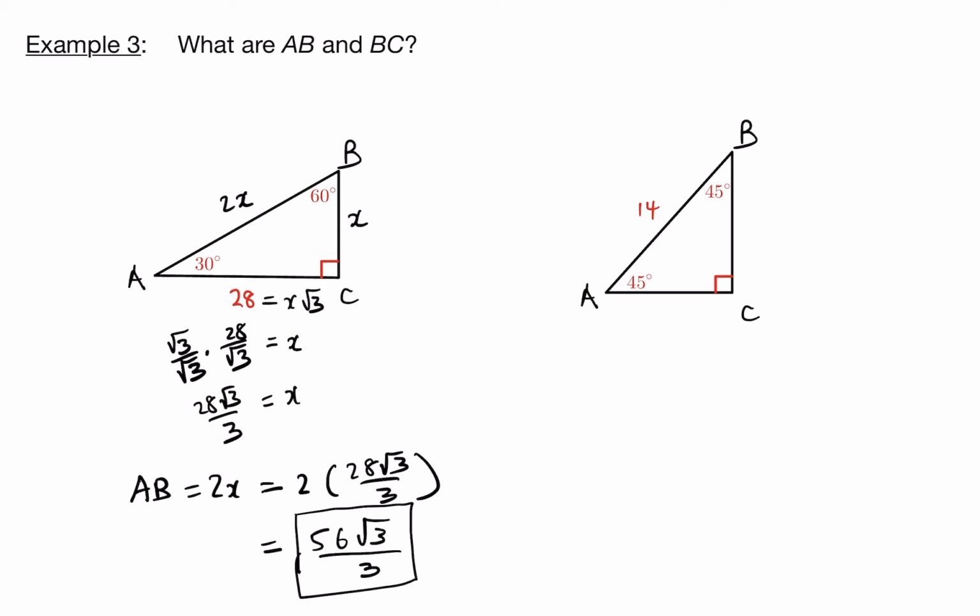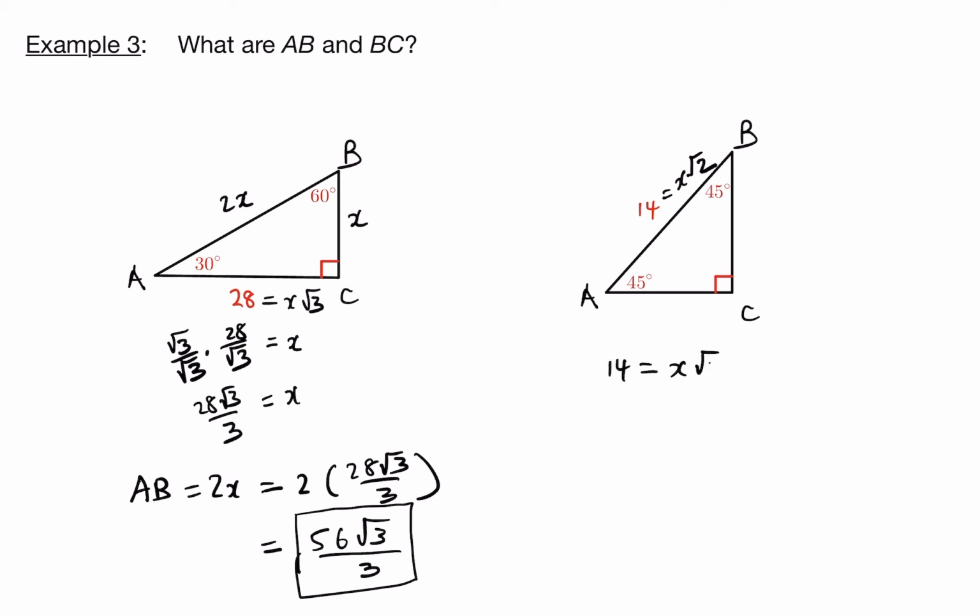And then we also need to find the length of BC in this 45-45-90 triangle. We are given the fact that the hypotenuse here is 14. So let's set 14 equal to x square root of 2, because by the 45-45-90 triangle theorem, the hypotenuse is going to be the length of the leg times square root of 2. So if I set 14 equal to x square root of 2, we can solve for x.